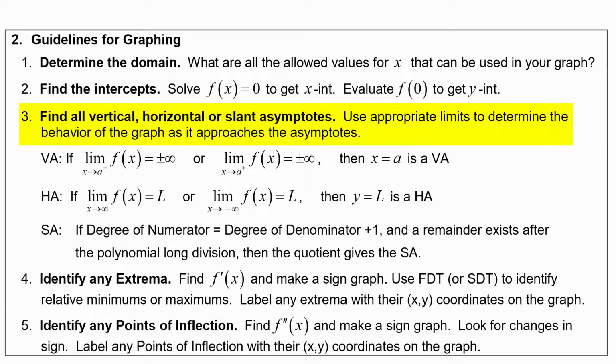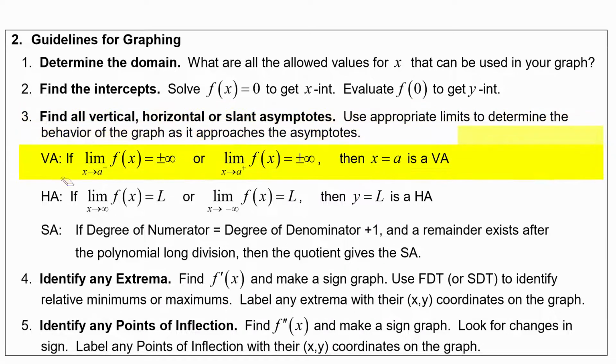Step 3, find all vertical, horizontal, or slant asymptotes. Use appropriate limits to determine the behavior of the graph as it approaches the asymptotes. So a quick review here. Vertical asymptotes occur when the denominator is equal to 0 and we look at a one-sided limit that goes to infinity, either plus infinity or minus infinity, either one.